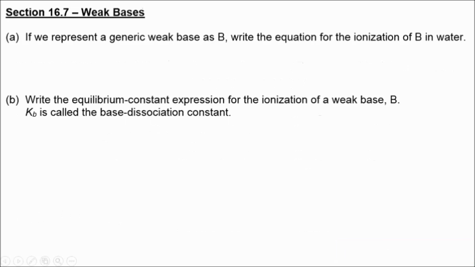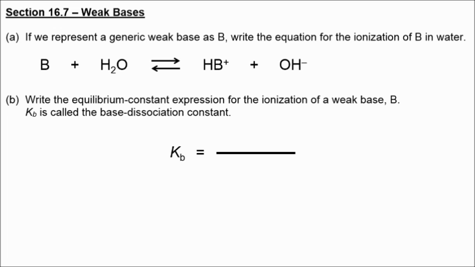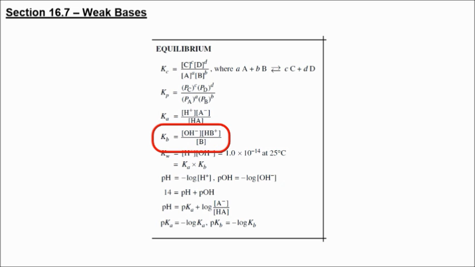Okay, moving on to section 16.7, weak bases. If we represent a generic weak base as the letter B, the equation for the ionization of B in water would be that it has to be a proton acceptor. So when it steals the H+ from water, we get HB+, and then we get hydroxide. Therefore, the equilibrium constant expression involves the concentration of HB+ times the concentration of hydroxide divided by the concentration of the base. B is the generic representation of a base. It could be ammonia or methylamine or anything. This Kb expression is also found on your equation sheet for the AP chemistry exam.